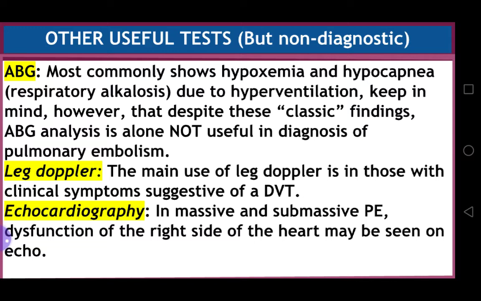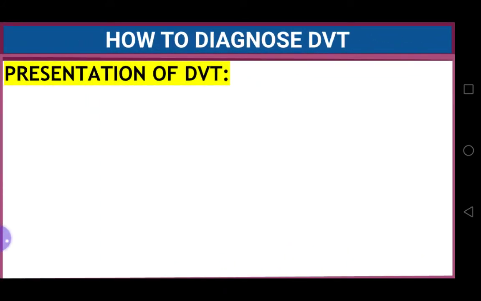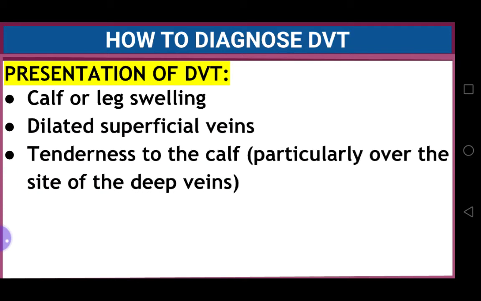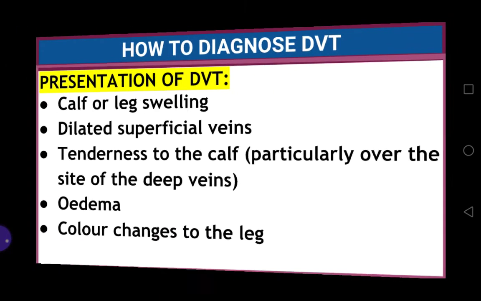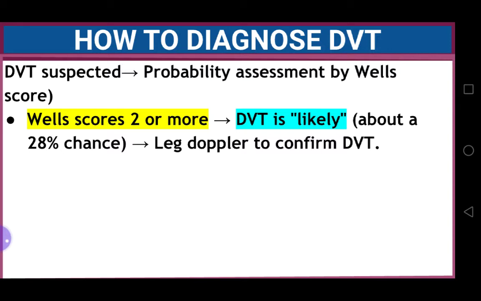Now coming to deep venous thrombosis, how to diagnose DVT. As you know, presentation of DVT can be calf pain or leg swelling, dilated superficial veins, tenderness to the calf, particularly over the site of the deep veins, edema and color changes to the leg. If you see these type of findings in a patient and you suspect DVT, then next step is do probability assessment by Wells score. If Wells score is 2 or more, DVT is likely. There is about a 28% chance. So go to leg Doppler to confirm DVT.